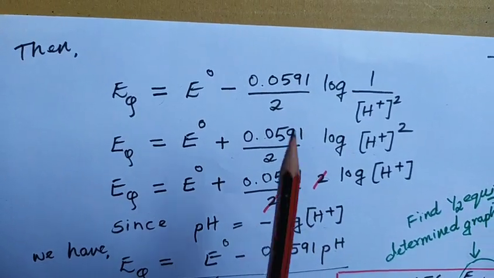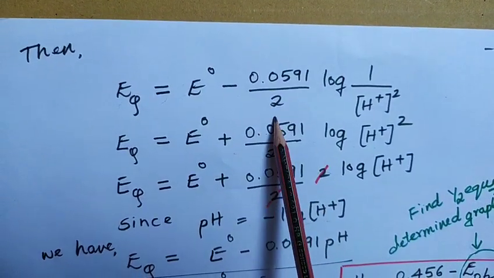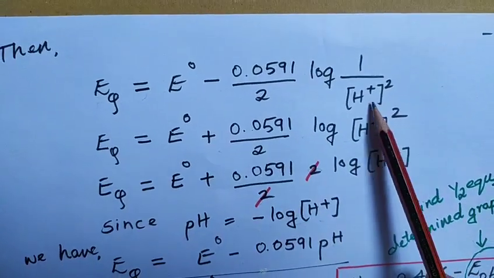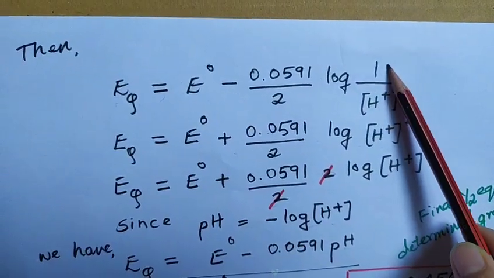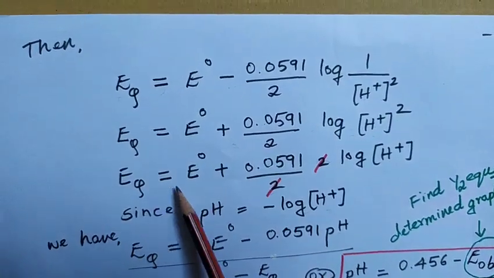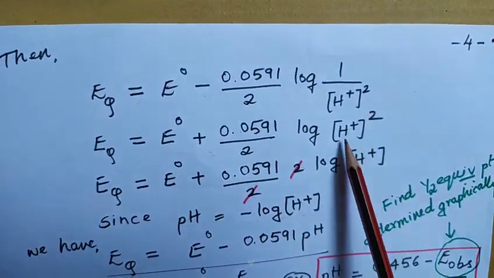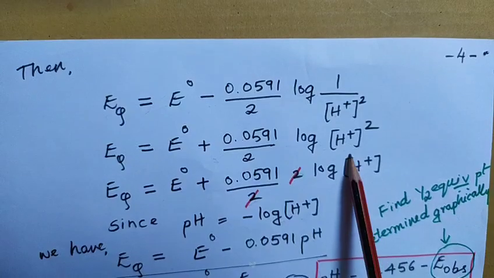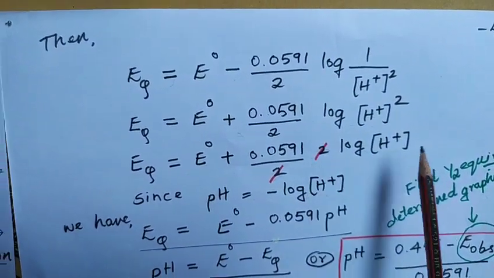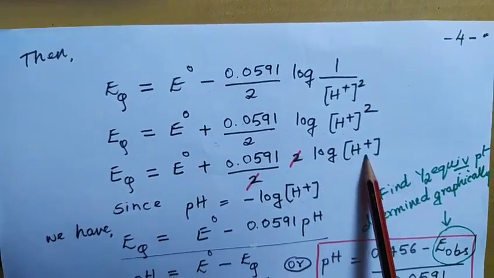Then we have the expression E_Q is equal to E naught minus 0.0591 divided by 2 log of 1 over H plus whole square. And if you bring the H plus square to the numerator, the minus sign is converted to a plus sign here. Then you write E_Q is equal to E naught plus 0.0591 divided by 2 log of H plus whole square, and 2 and 2 will cancel with each other. Now since pH is equal to minus log H plus, we have log of H plus in the expression.